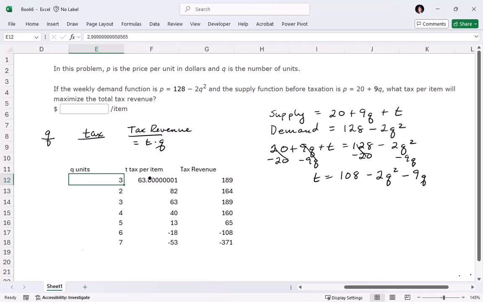So 3 units, 63. And Excel has, that's just the limits of the precision within Excel. At 63, at 3 units, the answer was exactly 63.